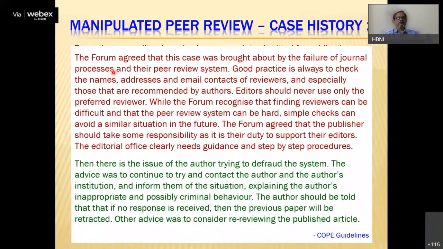But this is where is the catch. Unfortunately, the misconduct creeps in at this stage where the author, instead of giving proper information, will give the name of some known person in the area, but for that person, he will give some bogus email address which may actually belong to himself. So this is a very horrendous practice. Okay. So this is how this problem occurs, where we have suggested reviewers.